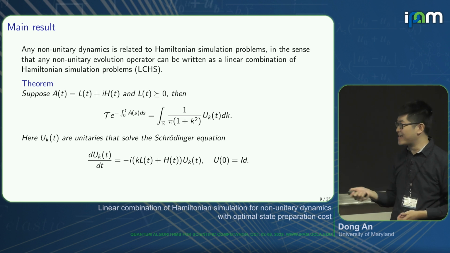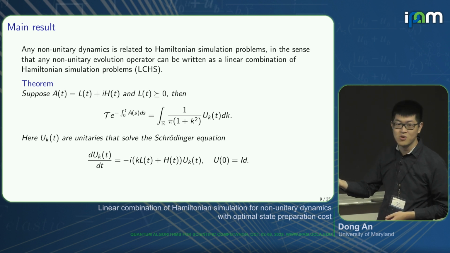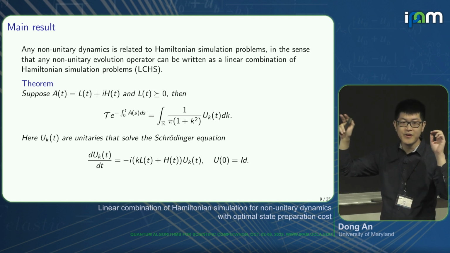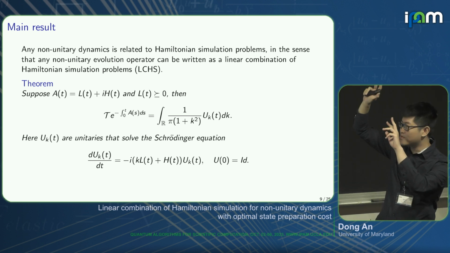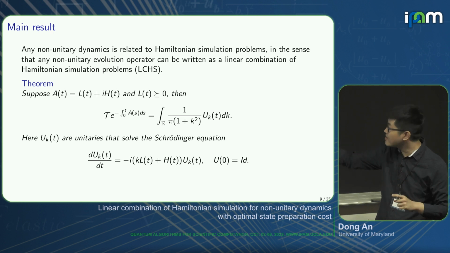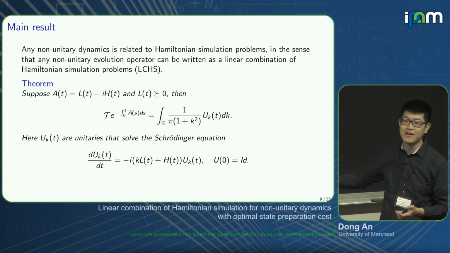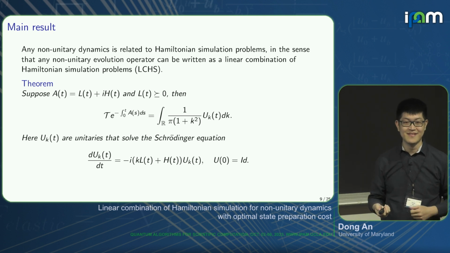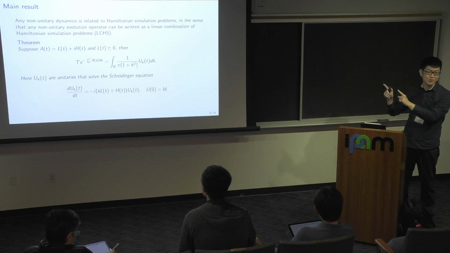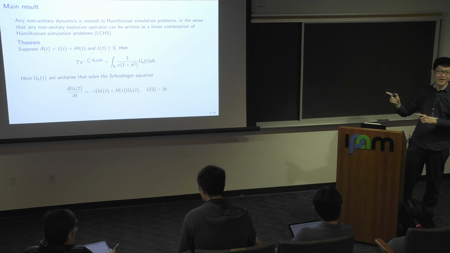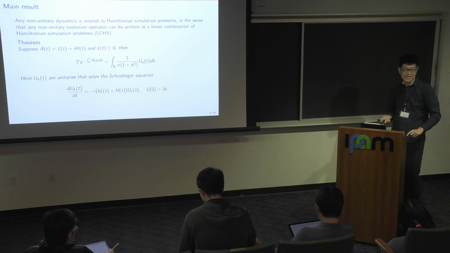For each unitary operator we have to do some further integral or quantum algorithm, and on top of that we have another linear combination, which is what we mean by linear combination of Hamiltonian simulation. Do you have infinitely many U of k? So far, yes, but in the implementation I will do some discretization. I will talk about that later. So far we have infinitely many unitaries.